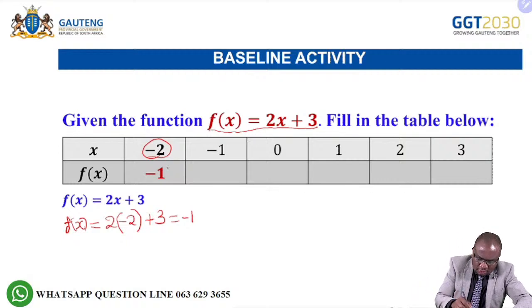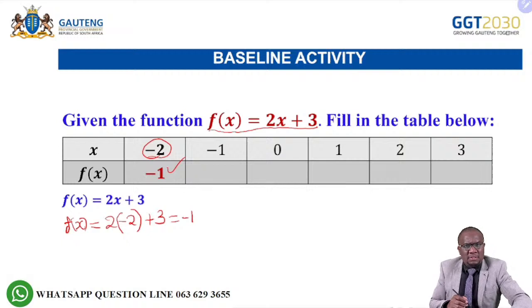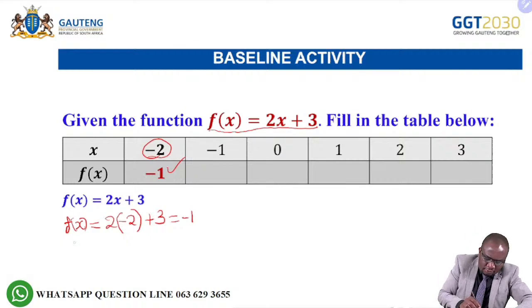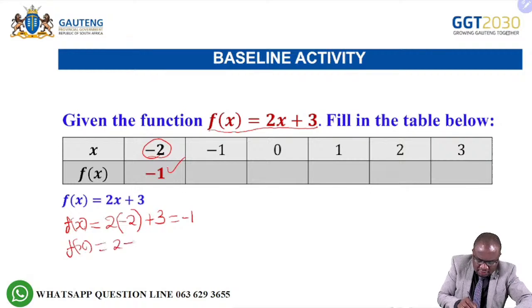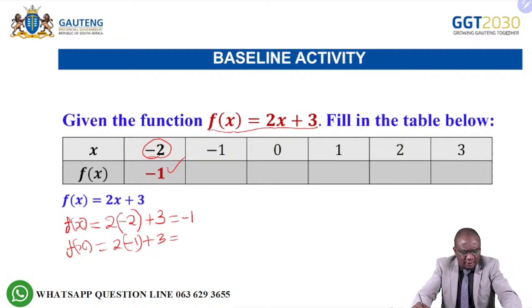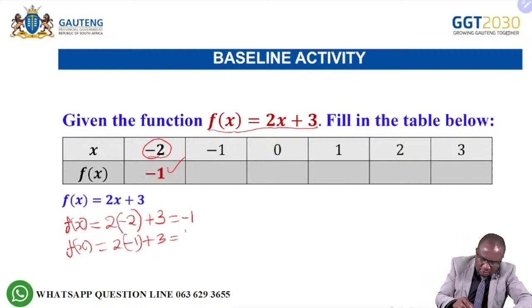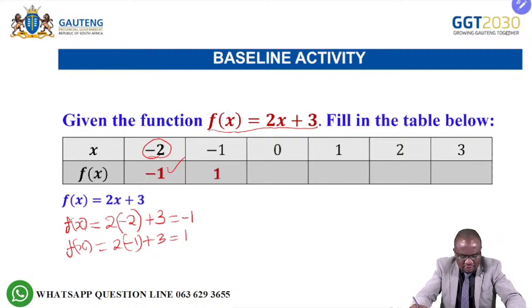Okay, let's mark our work. If you got this one correct, it's fine. Now let's substitute negative 1. Where there's x, we put negative 1. So f of x is equal to 2 times negative 1 plus 3. What is 2 times negative 1? It's negative 2. What is negative 2 plus 3? It's 1. So we put 1 there on our table.